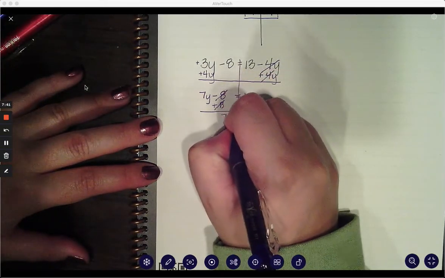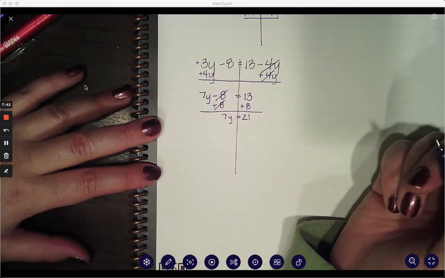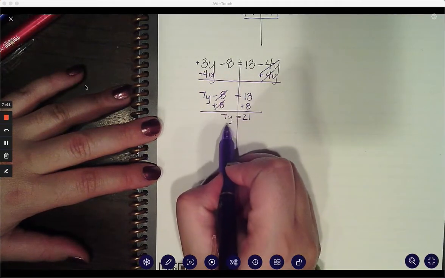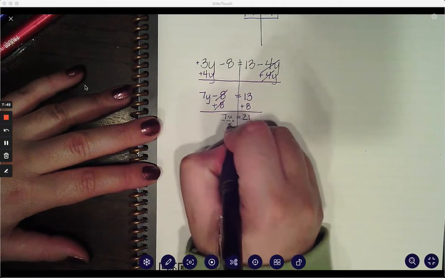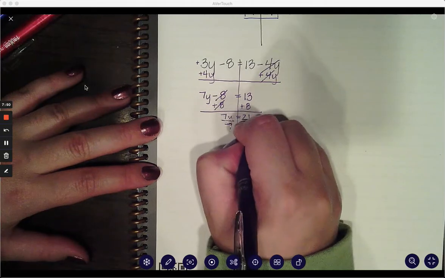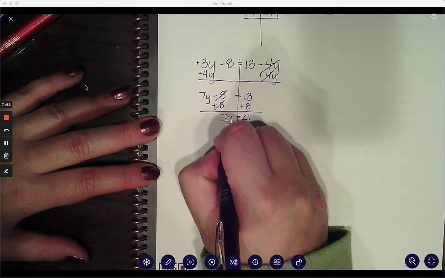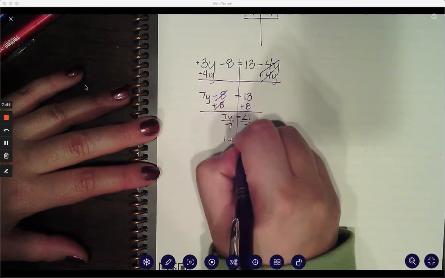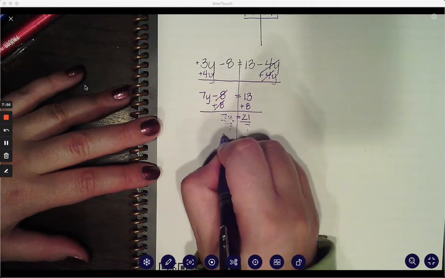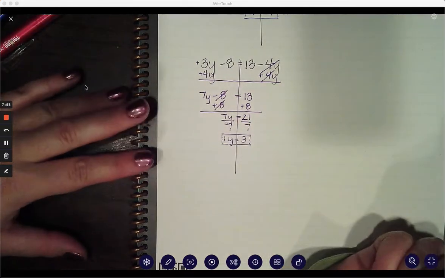We have 7y. So now I see this is multiplication. Opposite is division. So I divide by 7. So we get that 1y equals 3. Okay, remember you don't have to write that 1 there, but you can if you want.